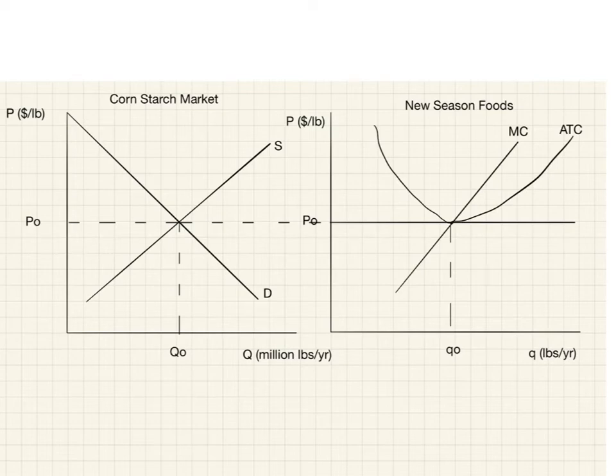All right, let's think about the increase in variable costs for new season foods and for the cornstarch market. As we do these events in the side-by-side competitive firm and market framework, if it's a cost increase, we generally are going to be starting our analysis in the firm panel, and then what's happening at the firm feeds back into what happens to the market supply curve.